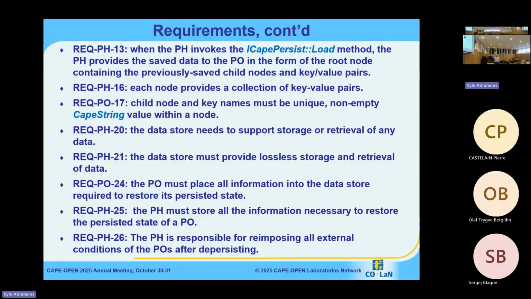Skipped a couple here. The node itself is a key value pair. Child node and key names must be unique. Data storage must support storage and retrieval of any data. Data store must provide lossless storage, so all of the information that's put into it needs to come back. Persistence object must place all information into the data store required to restore its persistent state. So these are the key requirements here for persistence.